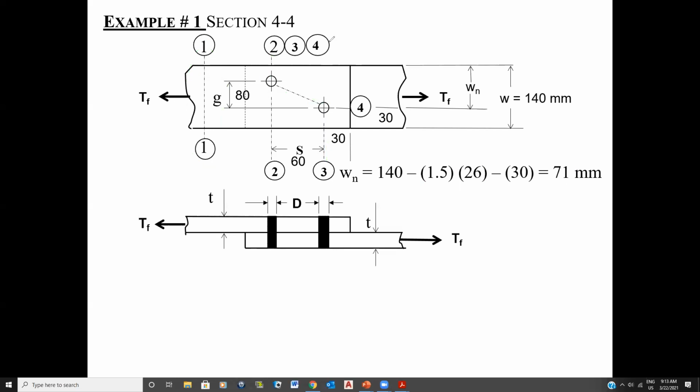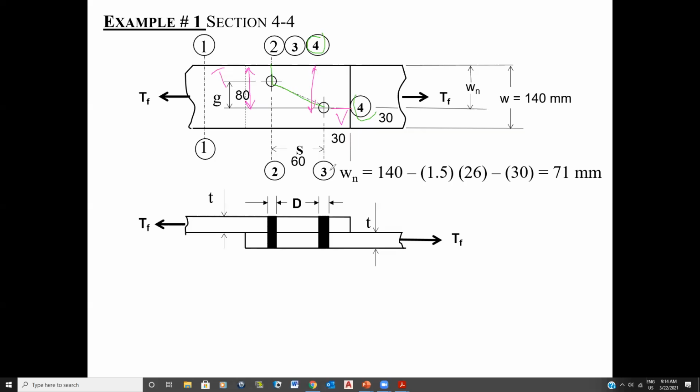Now, we're looking at 4-4. So right now, it's possible that it goes to there, it fails through there, and then all of a sudden, I'm going to change color because it's going to be shear, and it fails through there. Okay, so this part here, from there to there, of the plate is in tension. And this part here is in shear. I need to calculate the net area from here to here.